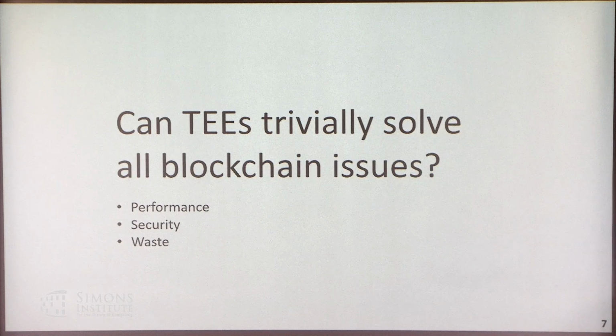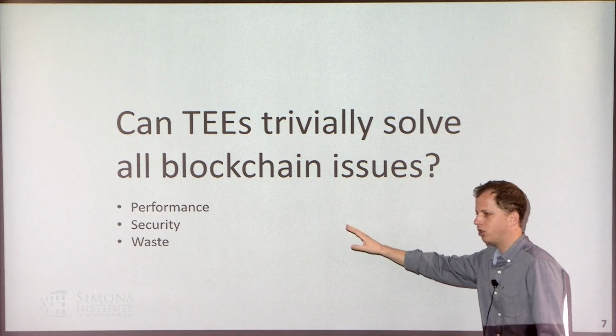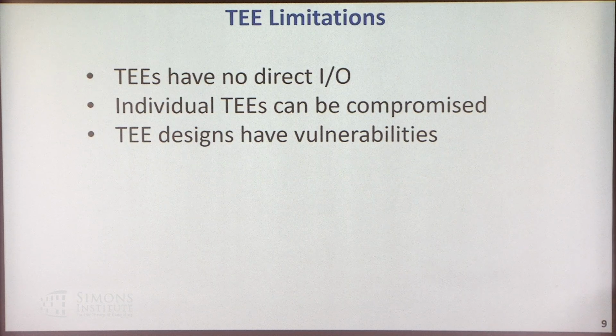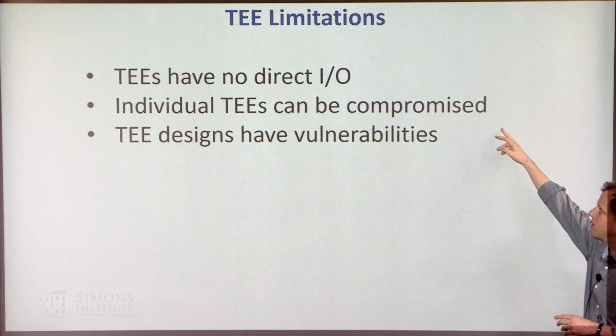So we know that blockchains have some issues with performance, security challenges, and of course the unbelievable waste of proof of work. So can trusted execution environments simply solve all of these issues? And to quote Betteridge's law, the answer is no. The reason is that trusted execution environments, trusted hardware, have limitations. Mostly they don't have any I/O. So any access to the outside world goes through the system operator, Alice. This means the execution environment cannot access the blockchain. It can ask Alice to put something on the blockchain, it can ask Alice what's on the blockchain, but it cannot access it directly. Secondly, individual trusted execution environments can be compromised.